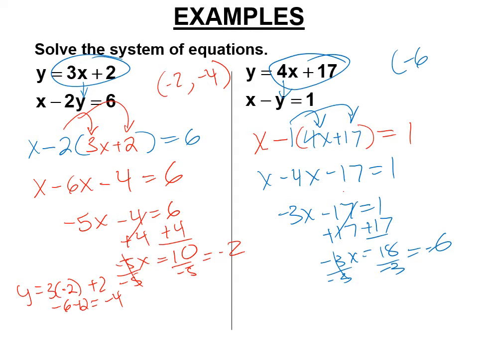All right, so I'm going to put it in the top one. I like to use slope-intercept when I do this, if it's available: 4 times negative 6 plus 17. That's negative 24 plus 17. Negative 24 plus 17 is negative 7, yes? And so they intersect at negative 6, negative 7.